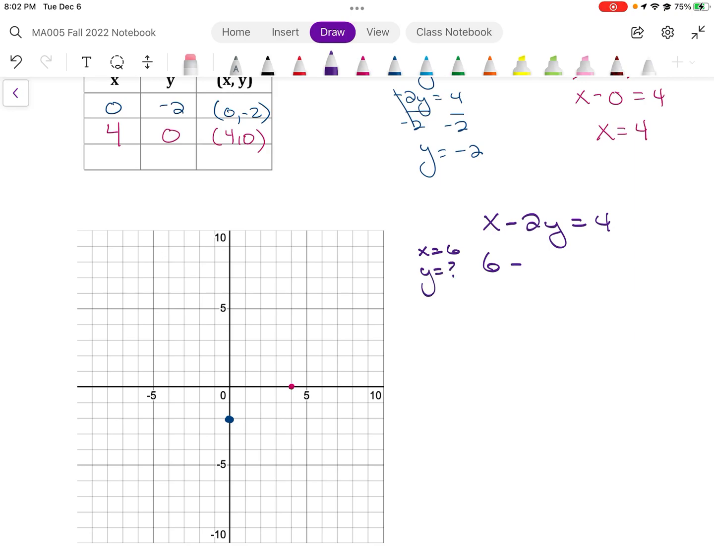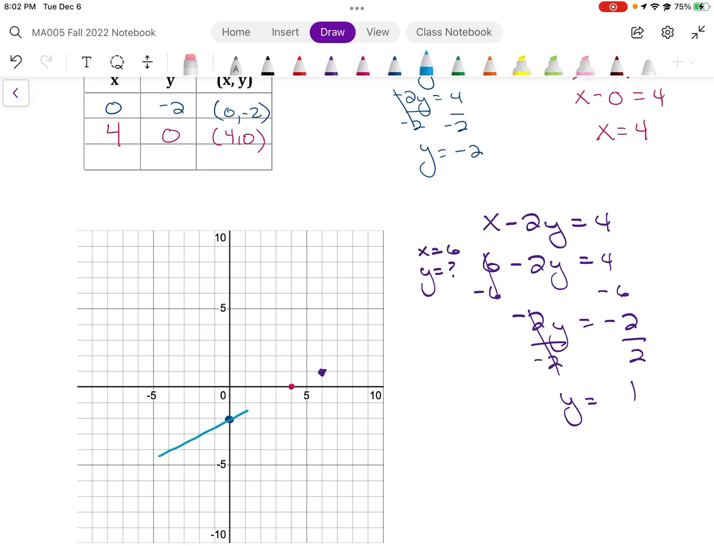All right, 6 minus 2 times y equals 4. All right, so I'm going to subtract 6 from both sides. And I get negative 2y equals 4 minus 6, which is negative 2. Divide both sides by negative 2. And I get y equals 1. That doesn't seem quite right, does it? So it would be right there. Well, maybe it is. I guess that's okay. I guess that works.